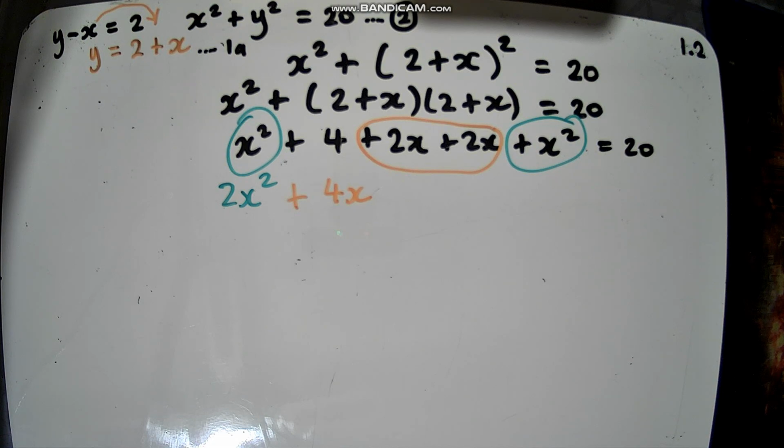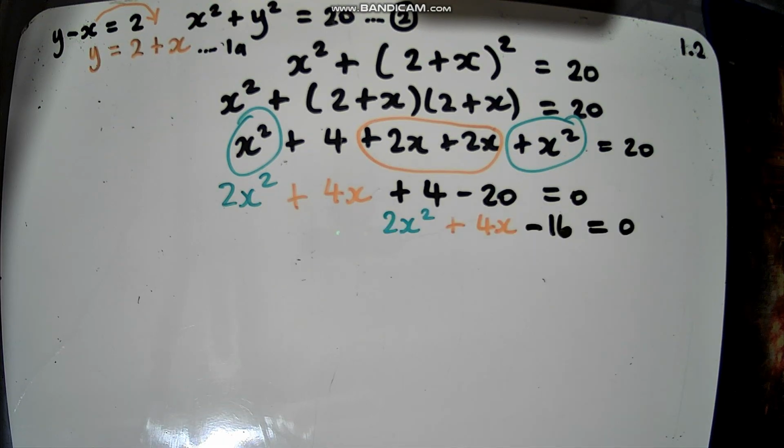Then we're going to bring that plus 20 on the right hand side over to the left hand side, and that will be minus 20. Plus 4 minus 20 will give us minus 16. Now you could use the quadratic equation, but that is very factorizable. It would be far quicker just to factorize that. So there is a common factor. 2 is common. If we remove 2, we'll have that.